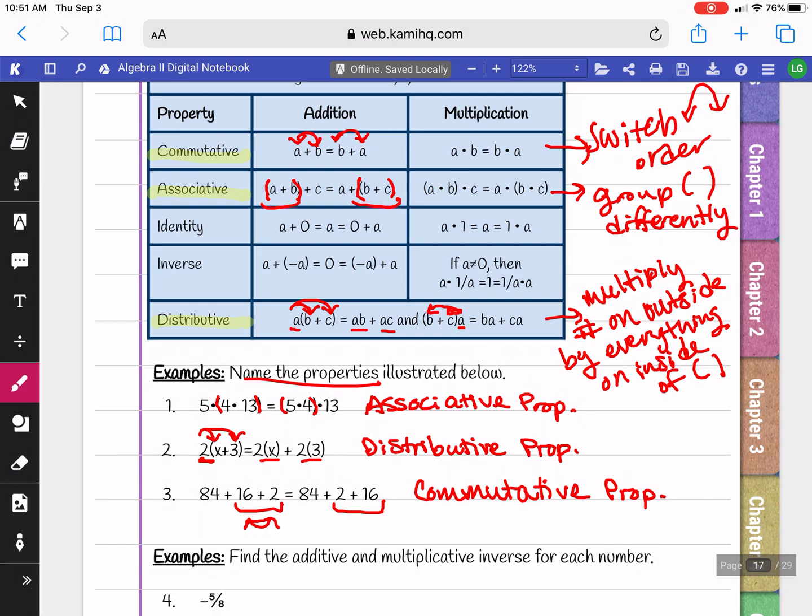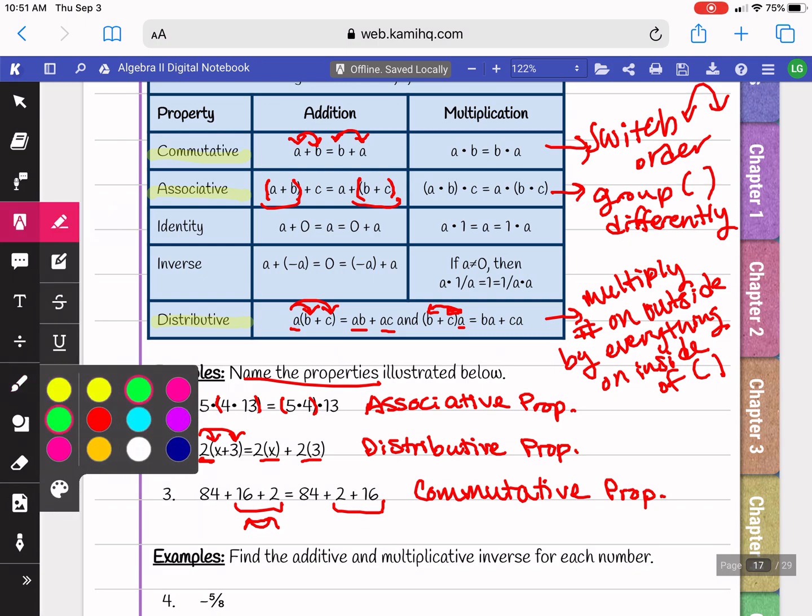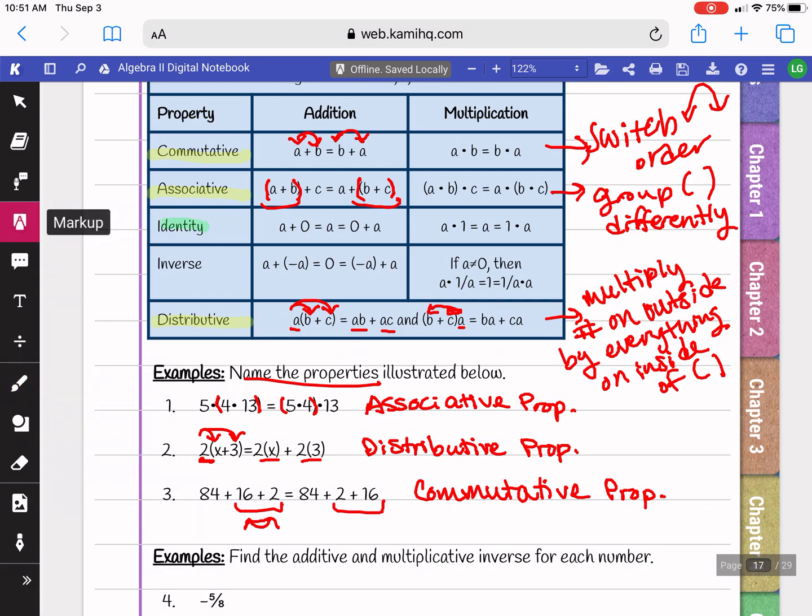Next, we're going to focus on the last two properties, which are identity and inverse. So let's start by looking at the identity property. The identity property just tells you what you would add or multiply to get itself. So if you had A and you were to add 0, you would still get A as your answer. If you had A and you were to multiply 1, you would still get A as your answer. So it's giving it itself, therefore it's called the identity property.